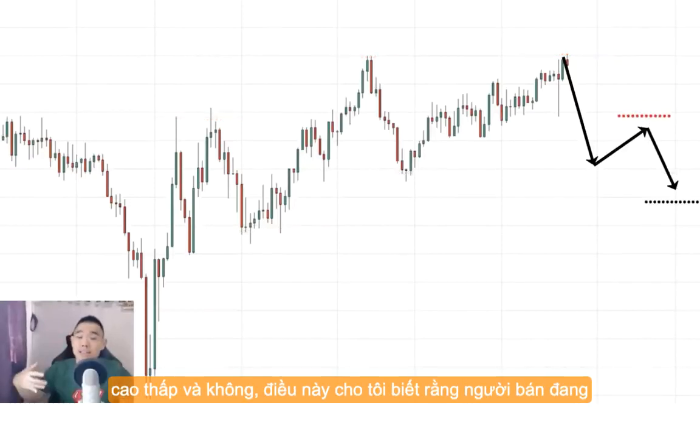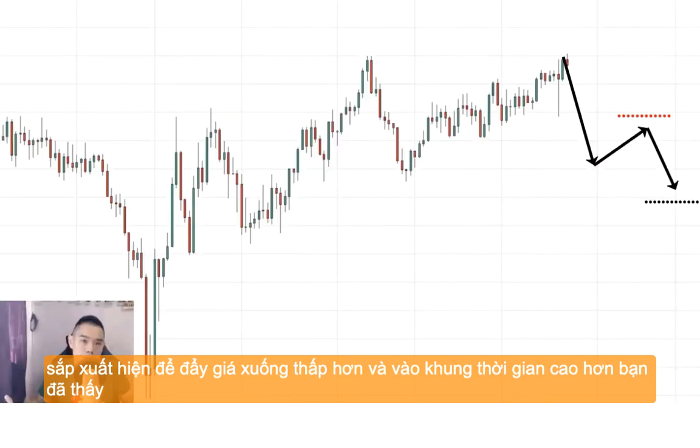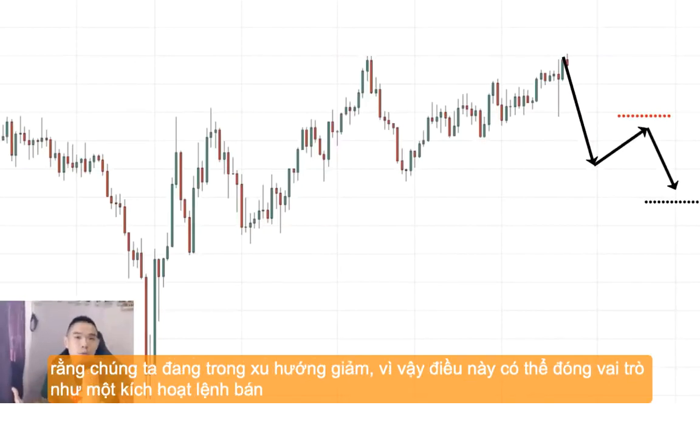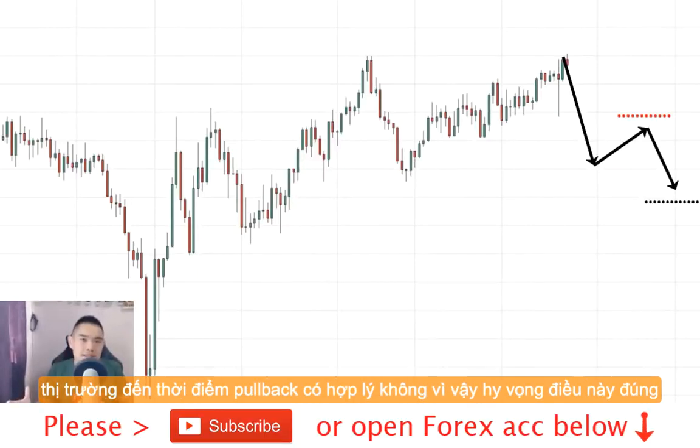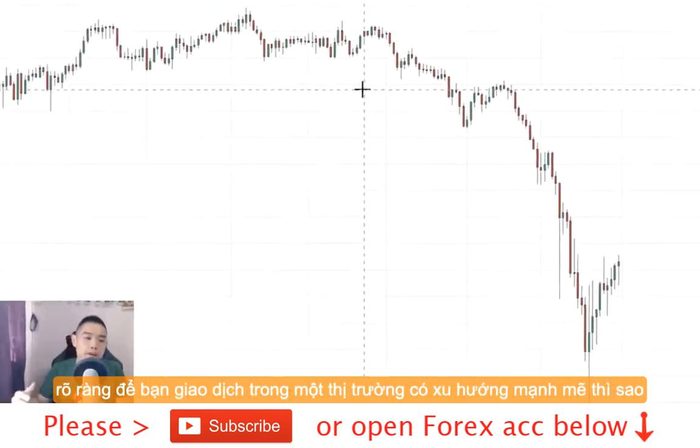This tells me that the sellers are about to come in to push the price lower. And on the higher time frame, you've seen that we are in a downtrend. So this can serve as an entry trigger to short this market, to time the pullback. Does it make sense? Okay, so hopefully this one is clear for you to trade in a strong trending market.